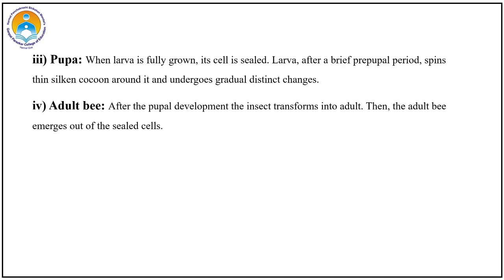Then let's see the third one, that is the pupa. When the larva is fully grown, its cell is sealed. The larva, after a brief pre-pupal period, spins a thin silken cocoon around it and undergoes gradual, distinct changes. Now the fourth one, after the pupa, is the adult bee. After the pupal development, the insect transforms into an adult. Then the adult bee emerges out of the sealed cell.